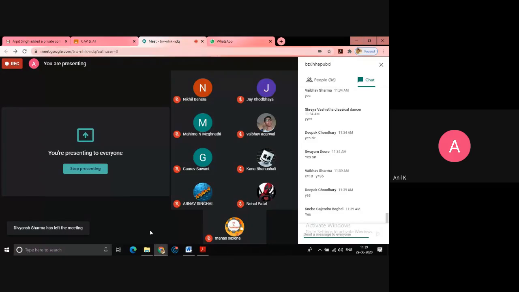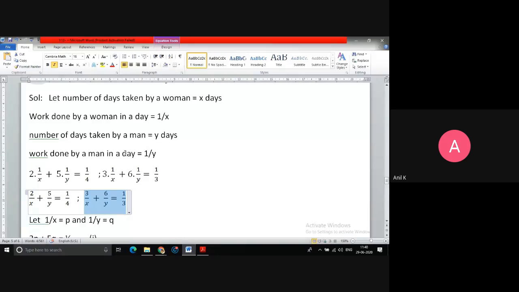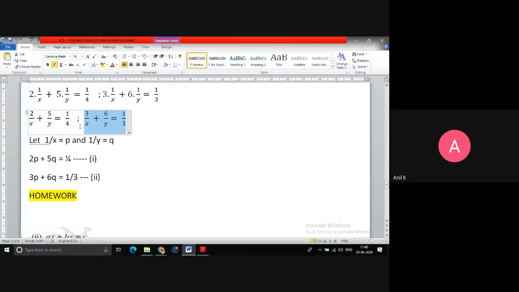Yes, students? Okay. The main thing is this work done per day, that you have to understand. I think now we can solve. I'll take 1 by x as p, 1 by y as q. Then the first equation is going to be 2p plus 5q equals 1 by 4. Then the second equation is 3p plus 6q equals 1 by 3. Then you can solve them very easily.